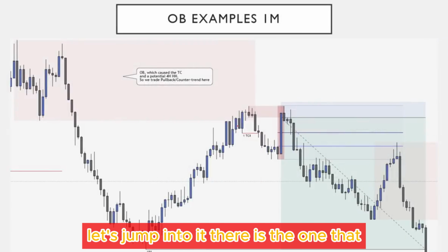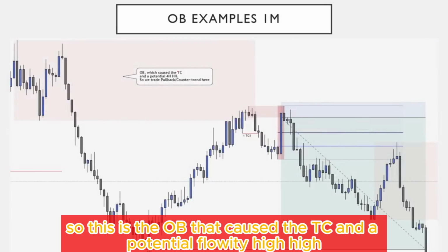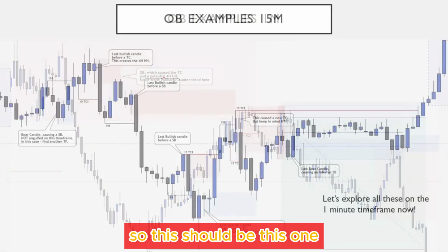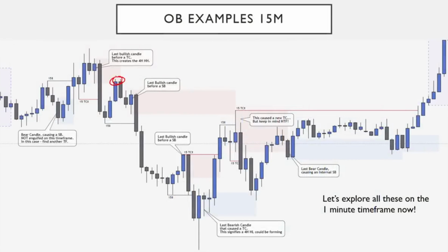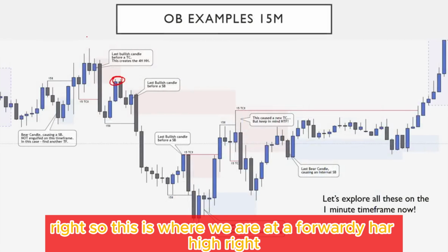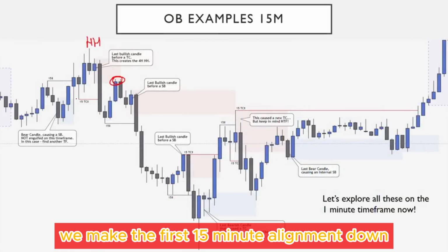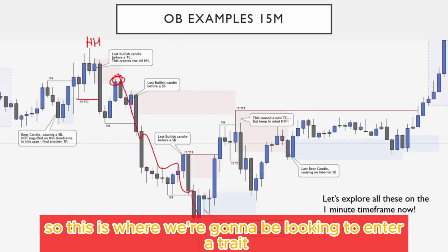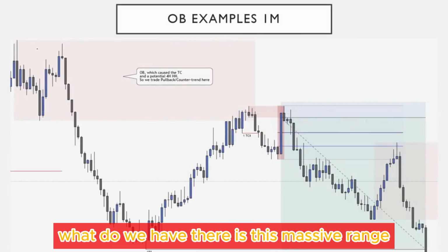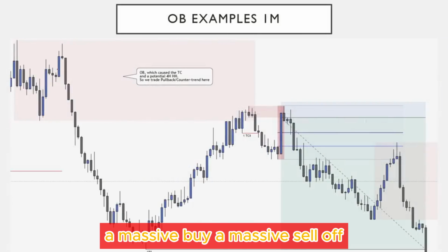This is the OB that caused the TC and a potential higher high. So this is where we are at a higher high. We make the first 15-minute alignment down, which means that the pullback is starting. This is where we're going to be looking to enter a trade. So dropping to the 1 minute, what do we have? There is this massive range, a massive buy, a massive sell-off. The market slowly pulls back.